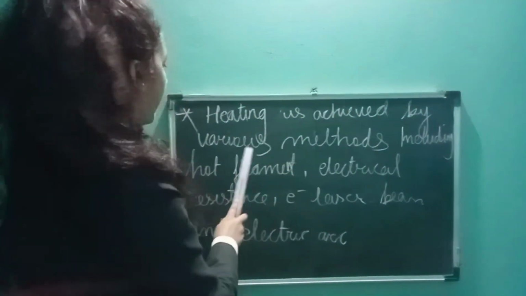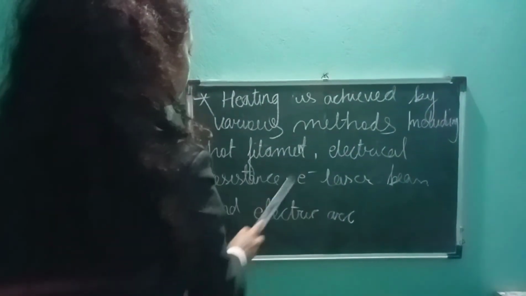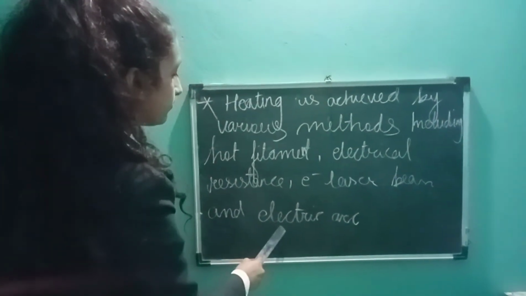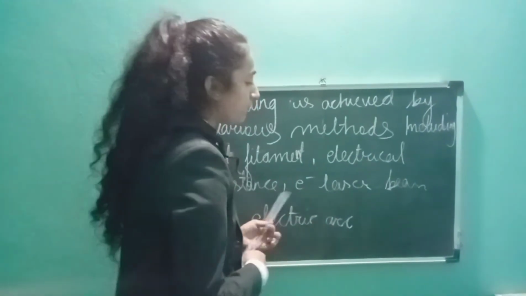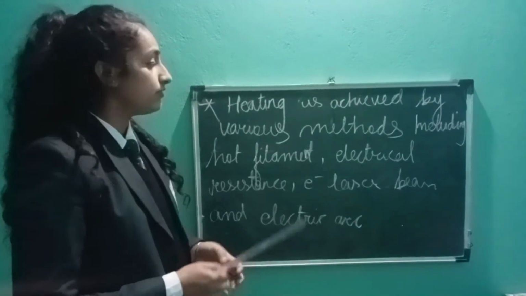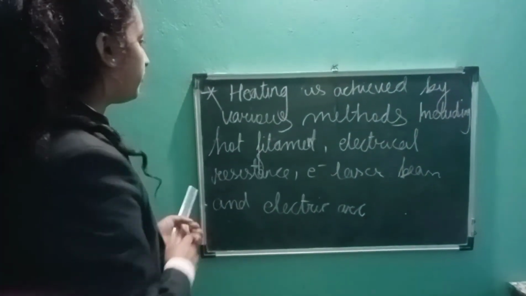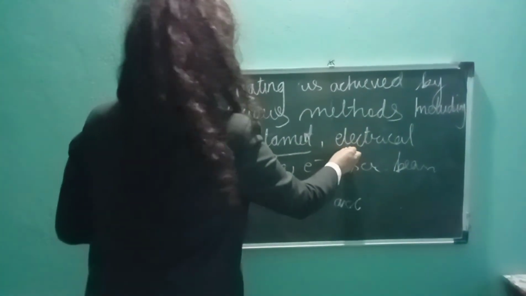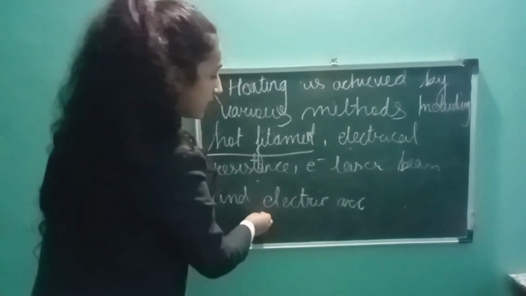Heating is achieved by various methods including hot filament, electrical resistance, electron laser beam and electric arc. As we know, to evaporate the source material, we need to heat it. We need to give thermal energy to the source material. For that process, we have different methods. We can use hot filament, electrical resistance, electron laser beam, and also electric arc.